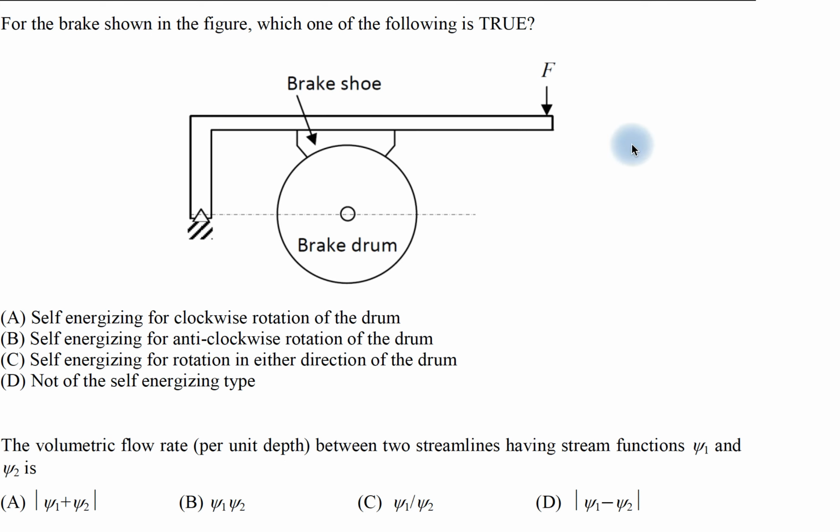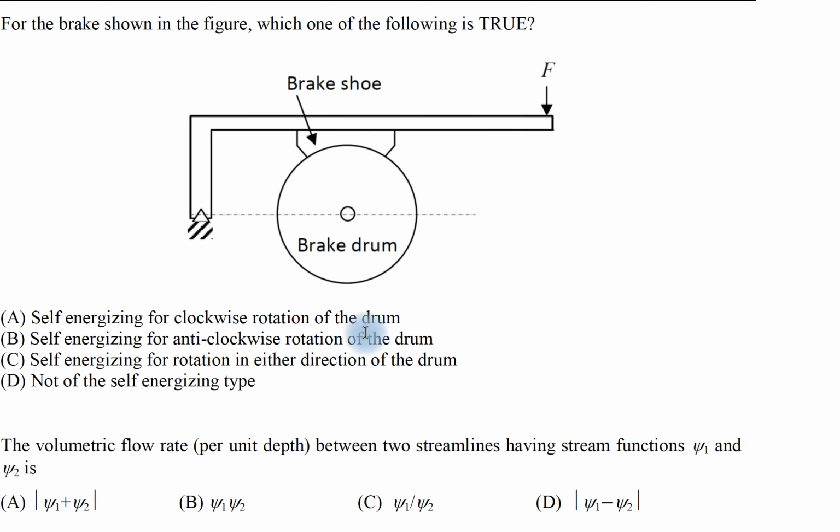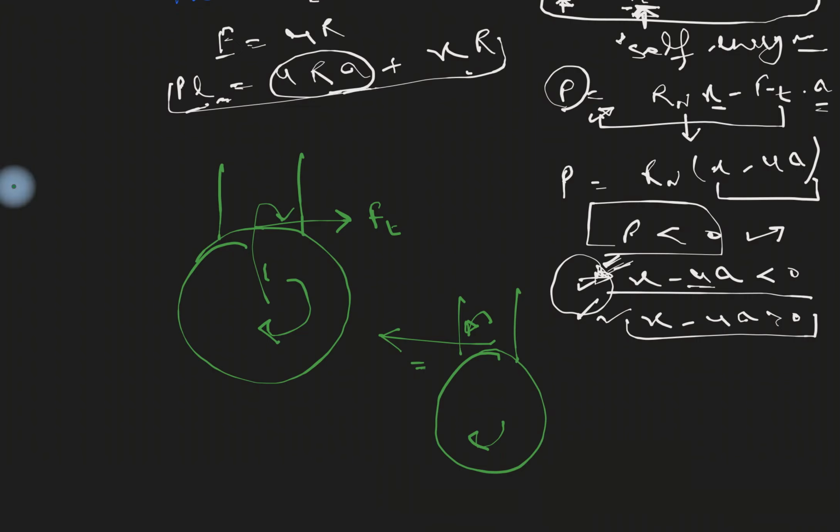This question has come in GATE 2016. It is asking which one of the following is true. Here the applied force is F, and my fulcrum is below the Ft. The options begin with self-energizing for the clockwise rotation of the drum, so I will discuss the first option.